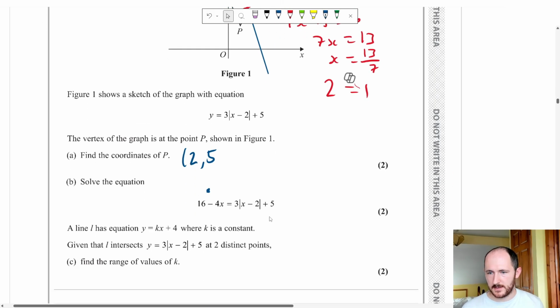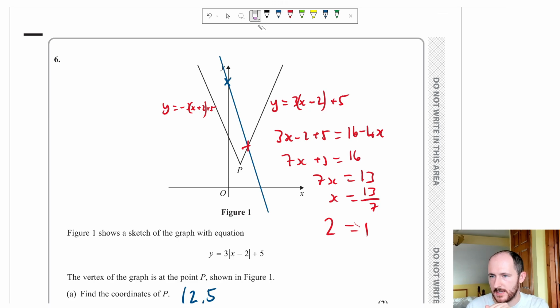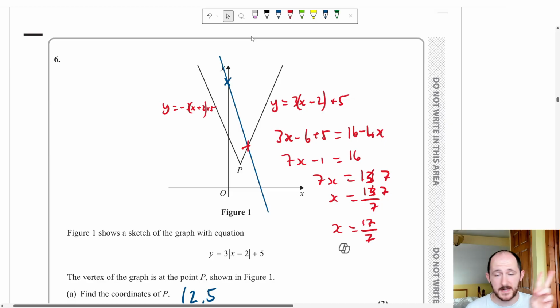So let's just check that. Good. Actually, one thing I've just realised is this is still in a bracket. So I need to be careful with that. So I need to change this ever so slightly. That would be a minus 6 plus 5, which makes it a minus 1. That makes that a 17. Okay, and then obviously we can get rid of this. So x is equal to 17 over 7. So again, I forgot the brackets there.